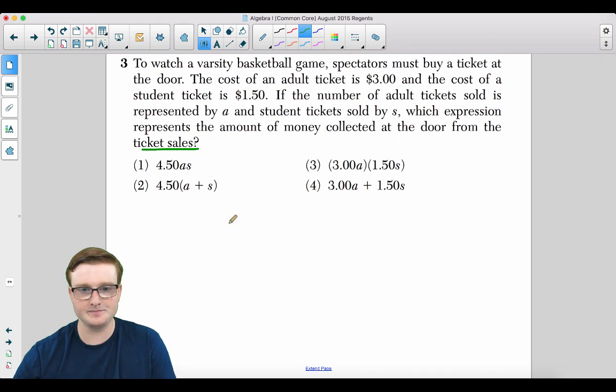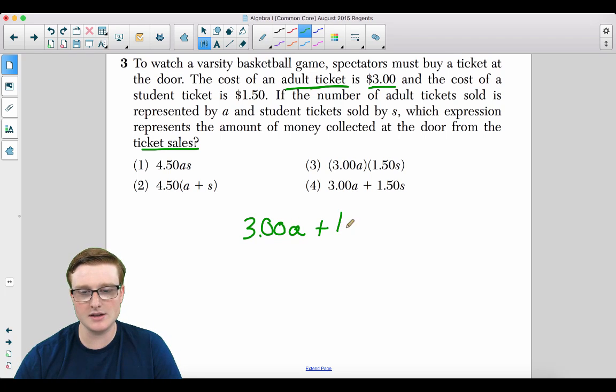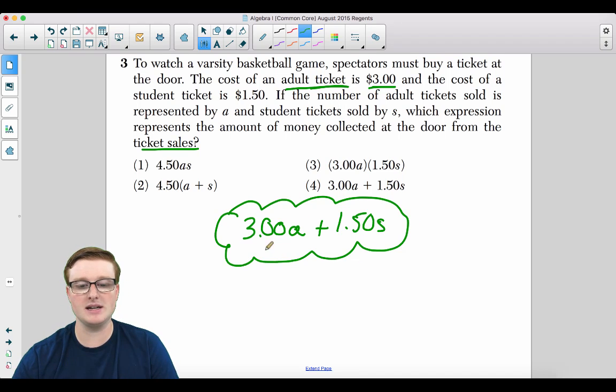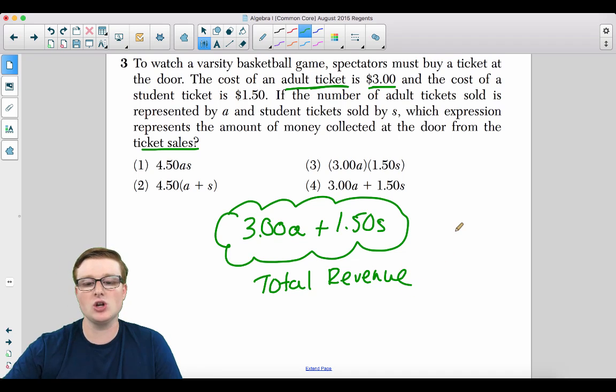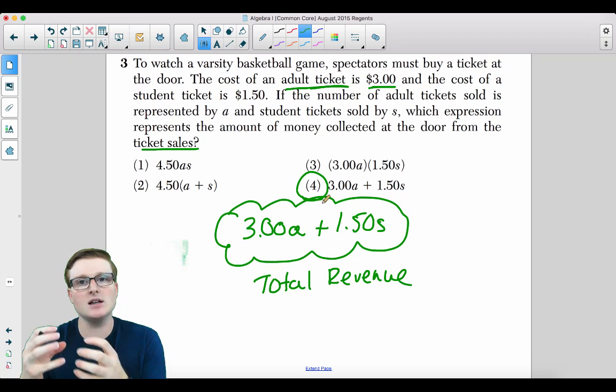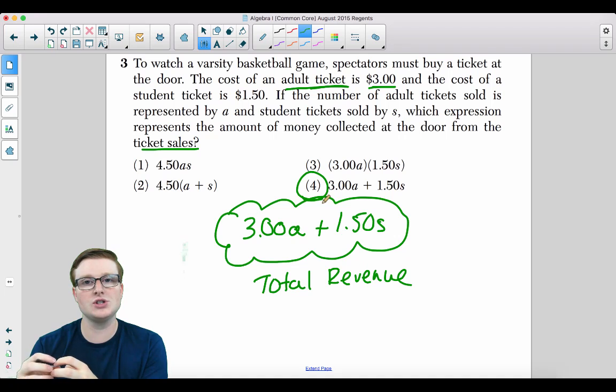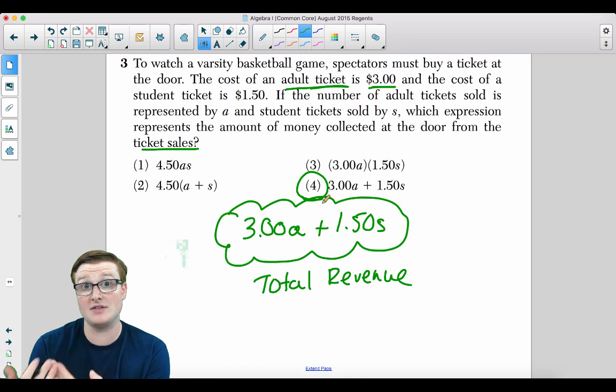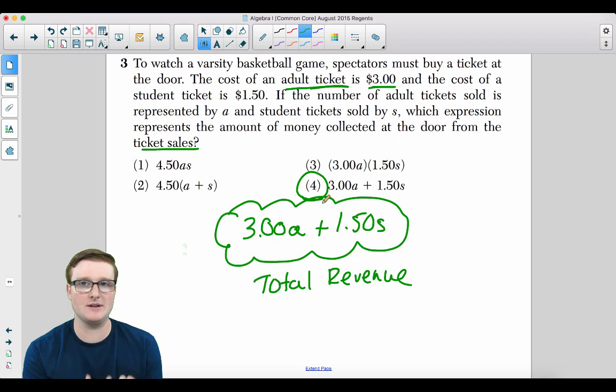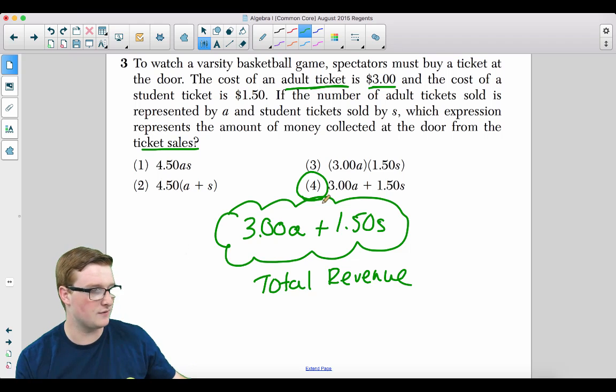So this is all that you're doing. You are taking the adult tickets, which one adult ticket is $3, so you're taking $3 times the amount of adult tickets sold, and you're adding on the $1.50 per student times the amount of student tickets that were sold. This is your total revenue, or the total money earned. So the only one that shows that answer is going to be choice 4. It's just you're adding the amount of adult tickets sold times the $3 that they charge, plus the $1.50 times the amount of student tickets that were sold. So that's why it's going to be choice 4.